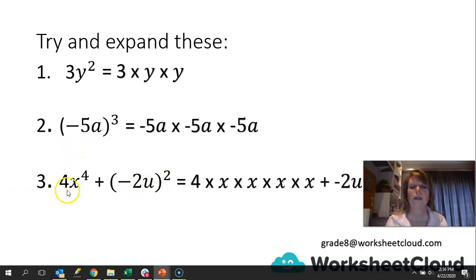It looks a little bit more hectic. 4x to the power of 4 is 4 times x times x times x times x, and we are adding it to that whole base squared. So it would be minus 2u times minus 2u. Let's go over this one again. 4 times x times x times x times x, because it's x to the power of 4, and that 4 stays as is. Here we are multiplying the whole base by itself, so it's minus 2u times minus 2u.